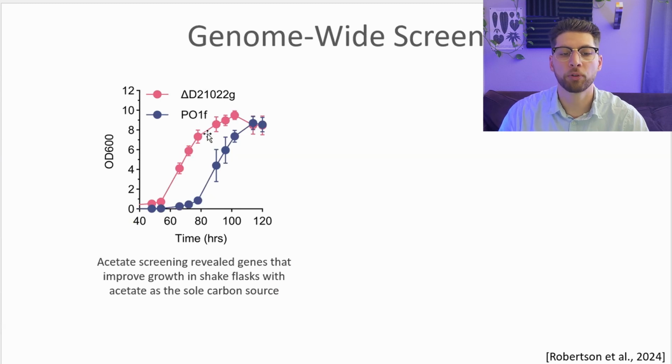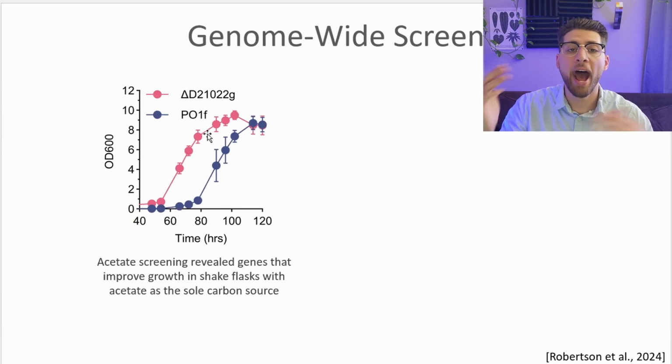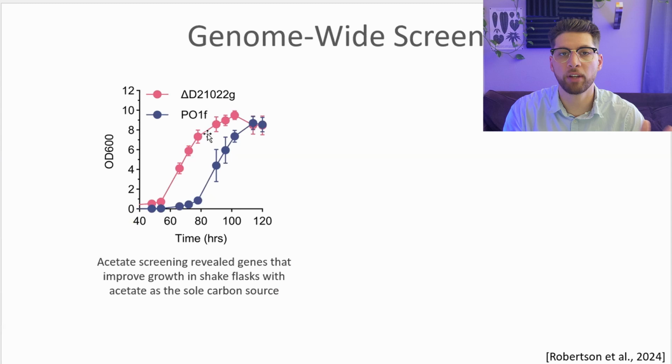So our best performing gene deletion halved the lag phase, which the lag phase is basically the time that it takes for a strain to adjust to a given media condition, and it statistically significantly improved the growth rate in acetate as well. So this is fantastic.